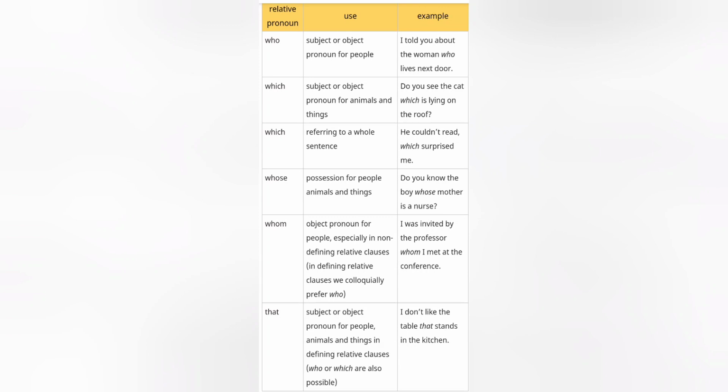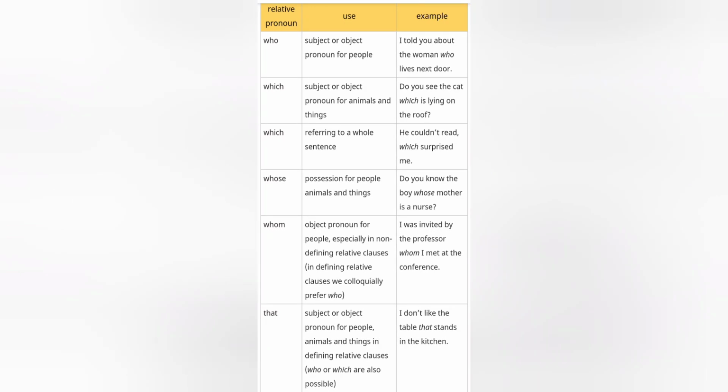And which is also used as referring to a whole sentence. Example, he couldn't read, which surprised me. Next relative pronoun is whose. Whose is used as a possessive for people, animals and things. Example, do you know the boy whose mother is a nurse?